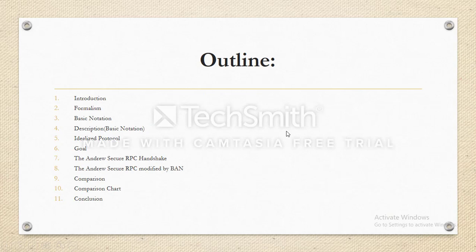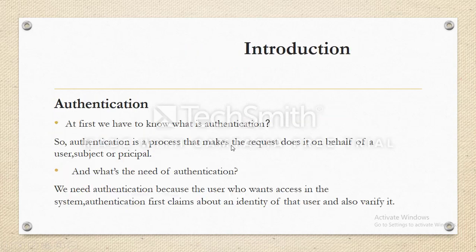At first we will see the outline. We can see the outline. At first there is introduction, then there is formalism, and there is basic notation. At 4 there is description. 5 idealized protocol. In 6 there is goal, and after that in 7 there is the secure RPC handshake, that is the name of our protocol. And after that we will modify it, the RPC by BAN, and at 9 there is comparison, and at last there is conclusion. So at first we will go to introduction.